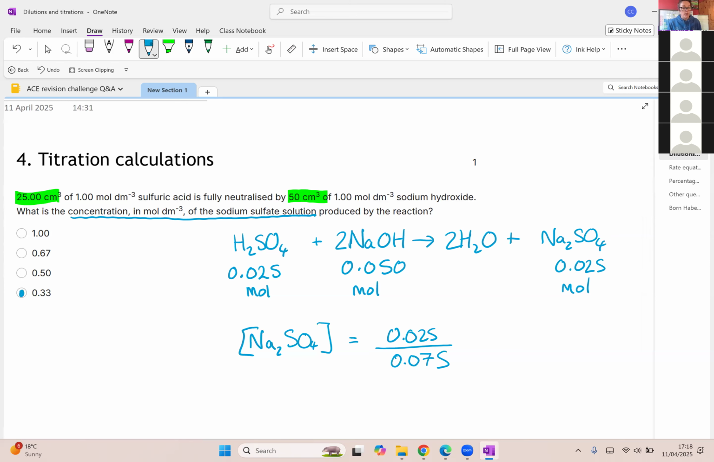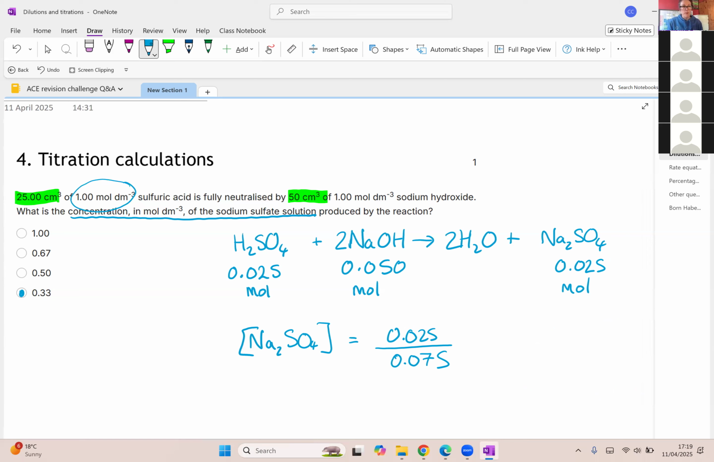You could almost visualize that depending on how much you love maths. Because you could just go, okay, it's 0.025 moles. I can see that because they're in the right ratio to react. And if it's 0.025 moles, and now it's in 75 centimeter cubed, basically I've taken that 1 mole per dm cubed solution and I've diluted it 3 times because I've added 50 to 25. But there's nothing wrong with doing it the moles way.